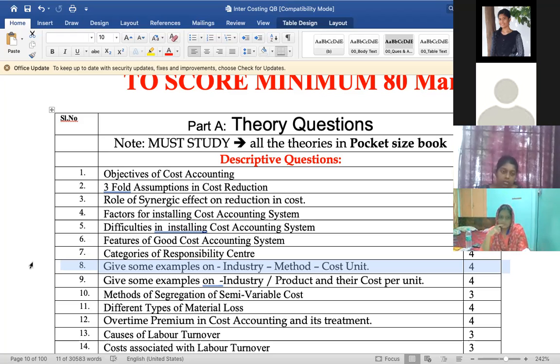Happy or not? Manageable? This question is very, very important. It is a frequently asked 5-mark question. For any 5 industries they ask, either you have to identify the method of costing, or the method of costing and the cost unit. Can you manage?